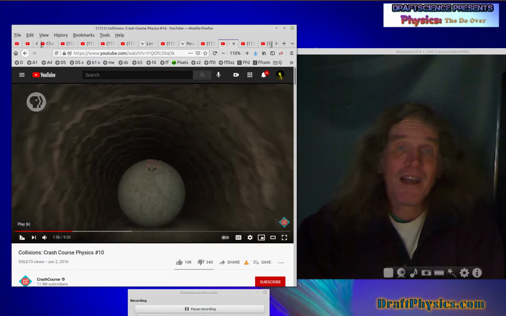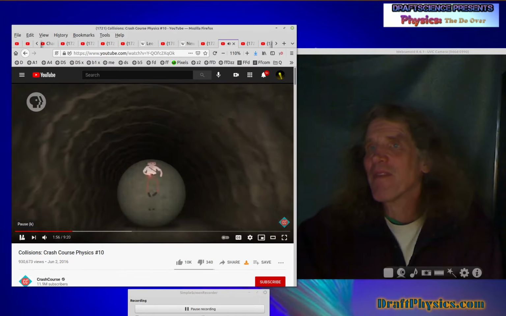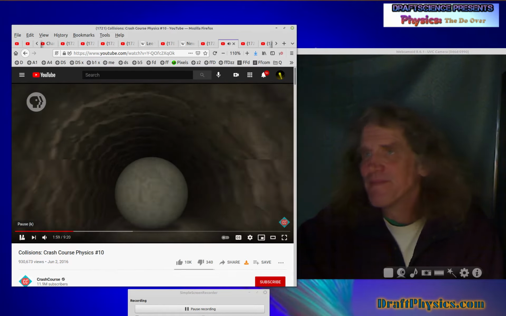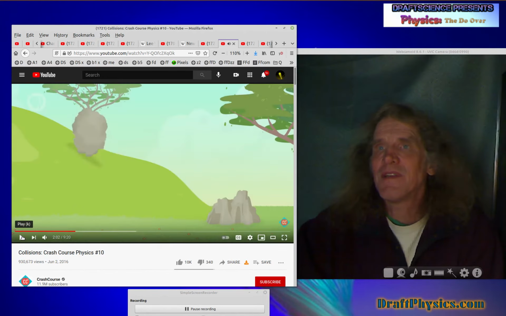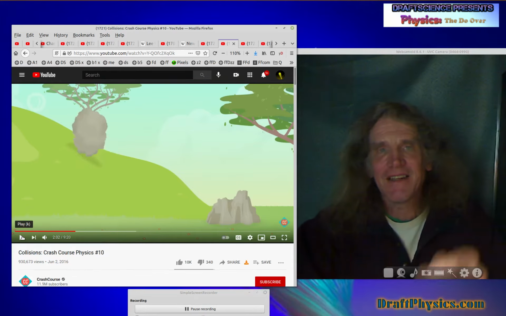Who cares if you're not going to use them? So it would have been much harder to stop. And momentum is one factor that affects collisions between objects. No, it's the only factor. There's no other factor. There's no such thing as a collision without a mass hitting another mass.